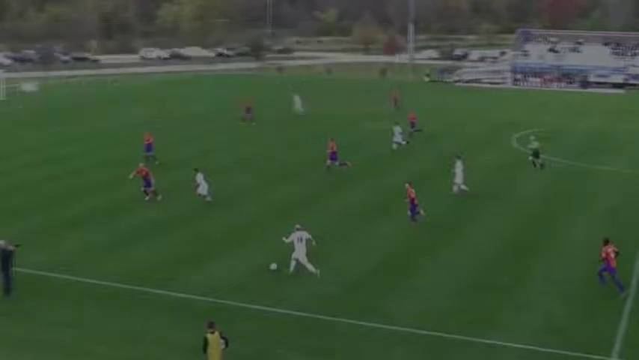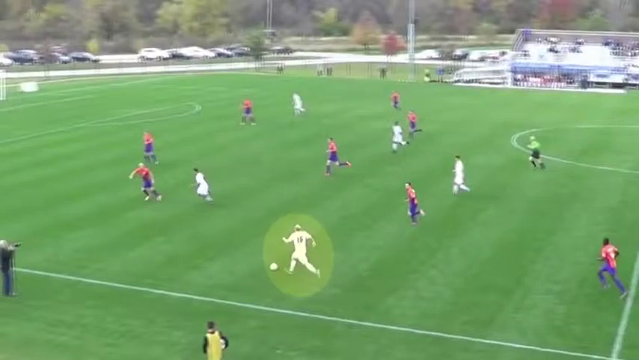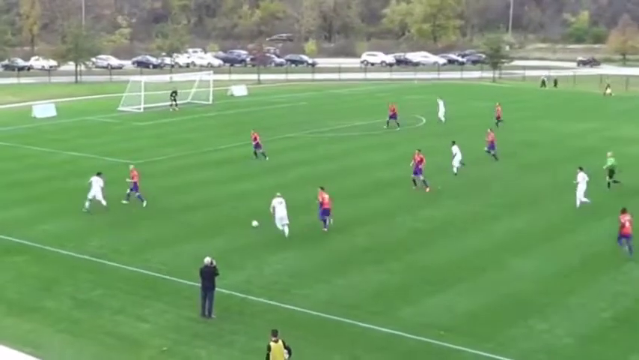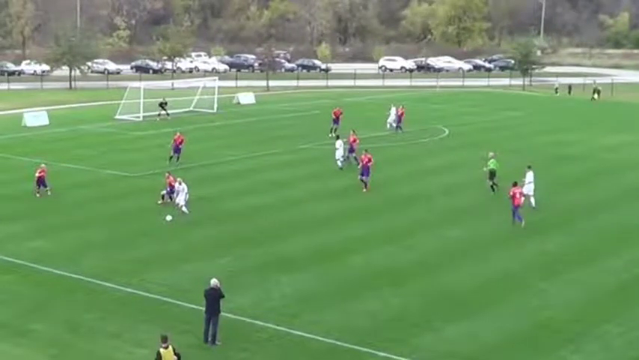Let's start with some cues and some common moments that suggest a switch of play, listed here. The ball is with this player. As he drives forward, he eventually runs out of space. We can now see that the orange team has overloaded this side of the field. There are no clear options to advance the ball forward, and this space is wide open and exposed. All cues that suggest a switch of play.